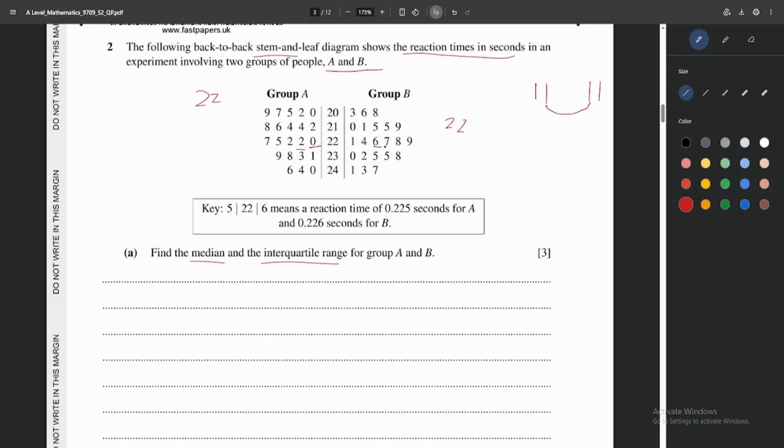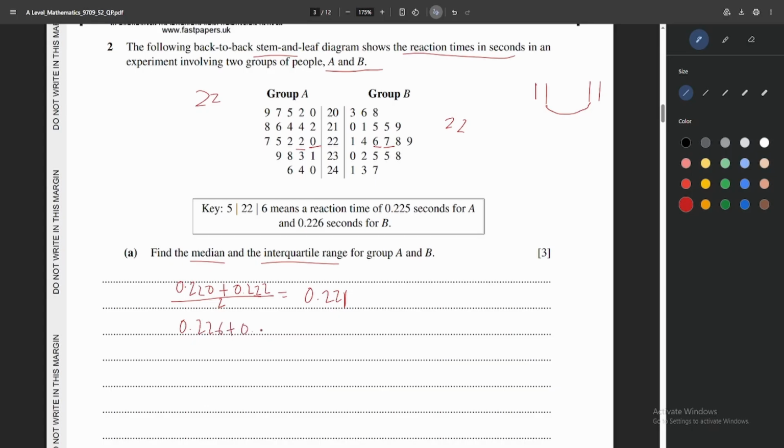So yeah, 11th and 12th person. So let us find the median. Using the key over here, 22 | 5 means 0.225. So this will mean 0.220 plus 0.222, and the median is 0.221 for group A.